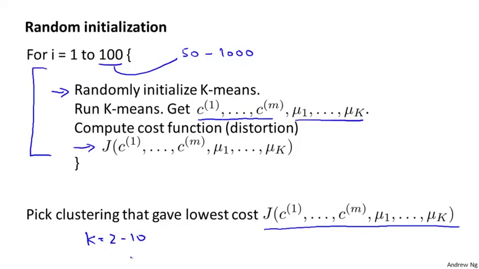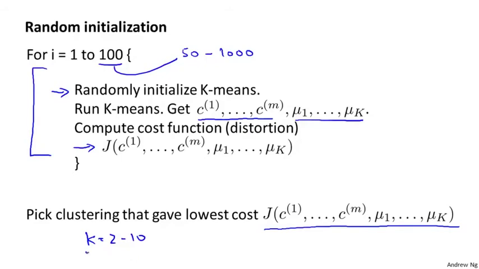But if k is very large, so if k is much greater than 10, certainly if you're trying to find hundreds of clusters, then having multiple random initializations is less likely to make a huge difference, and there's a much higher chance that your first random initialization will give you a pretty decent solution already. And doing multiple random initializations will probably give you a slightly better solution, but maybe not that much.